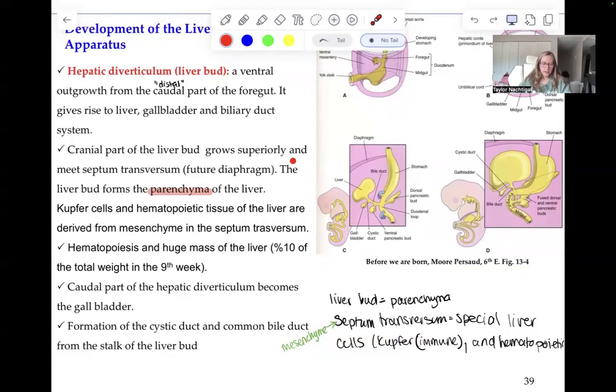So the liver bud arises from the foregut, and the liver bud is the parenchyma tissue. The other associated liver tissue is going to come from the mesenchyme of the septum transversum. So I feel like that's an important differentiation. It's like what tissue in the liver comes from where. The parenchyma is going to be coming from the foregut, whereas the Kupffer cells, the immune cells, and the hematopoietic tissue are going to come from mesenchyme of the septum, or the diaphragm is essentially what it's going to become.